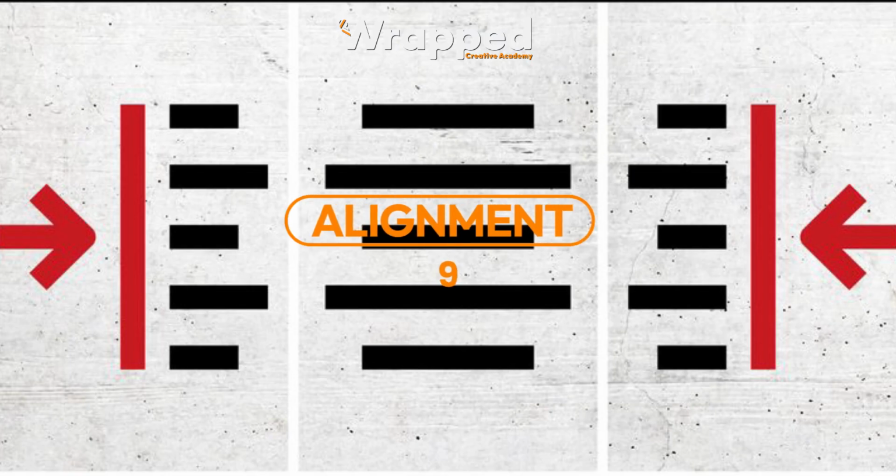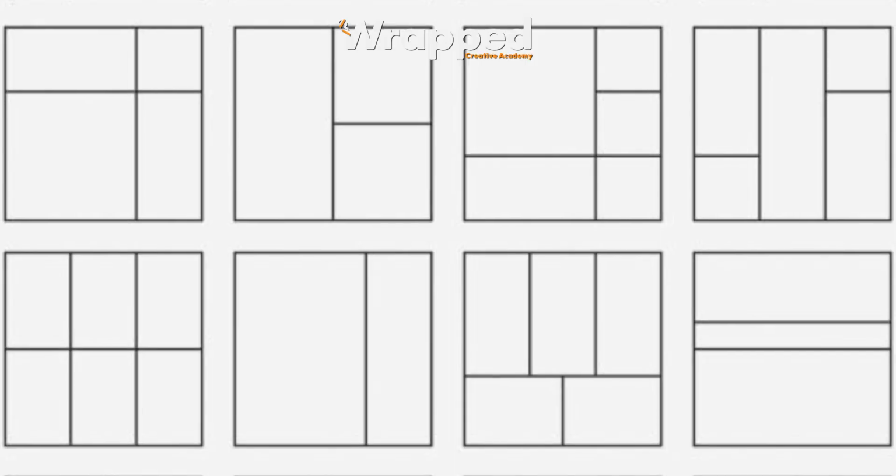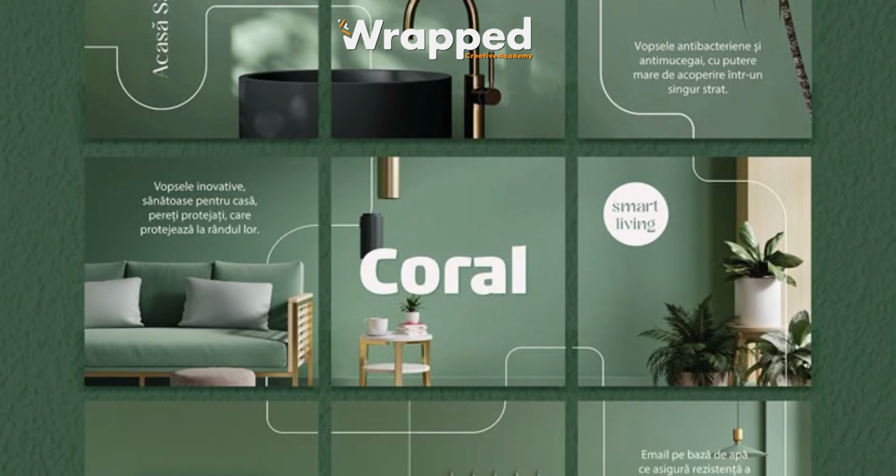Alignment. Alignment helps to arrange elements in an orderly way. For example, grids and margins. It creates a clean and professional look.